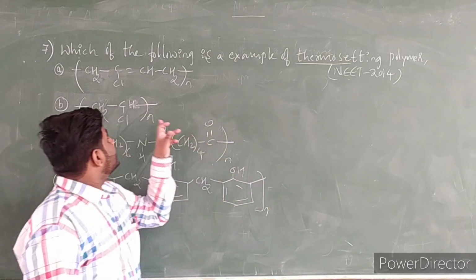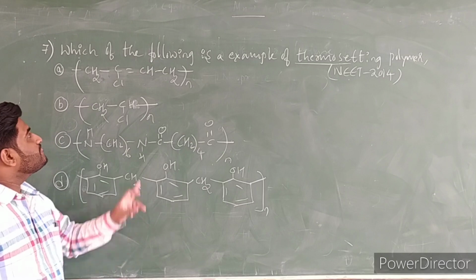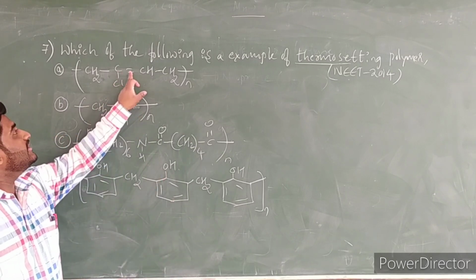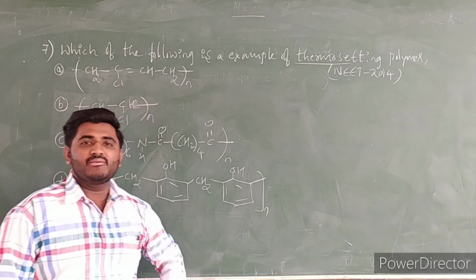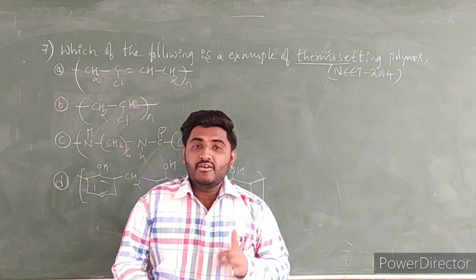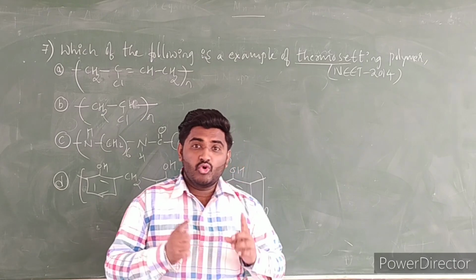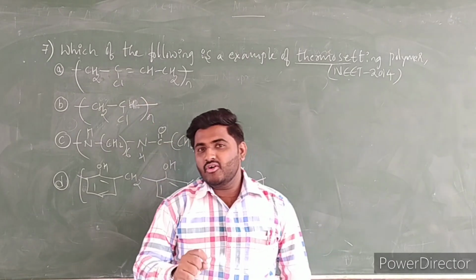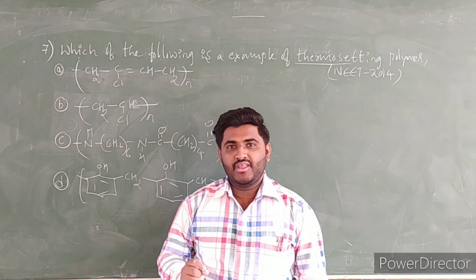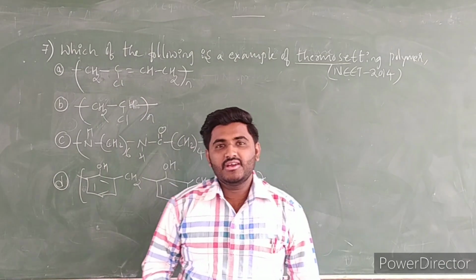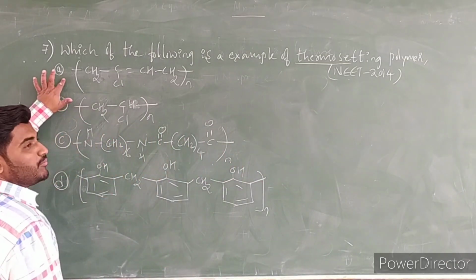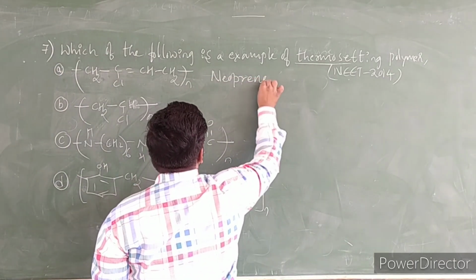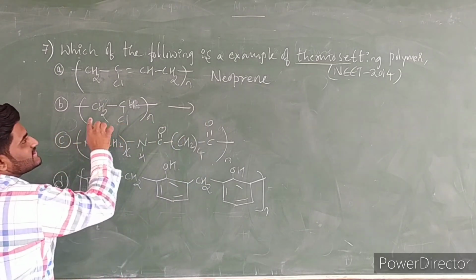See guys, for example, these are the options given here. What is this one? We have studied chlorine is there at the second position. Double bond you are observing. 1, 2, 3, 4 carbons you are observing. Nothing but it is 2-chloro-1,3-butadiene monomer that is prepared in this polymer. This polymer is prepared from 2-chloro-1,3-butadiene. Hence, what is the name of this polymer? This polymer is nothing but neoprene.